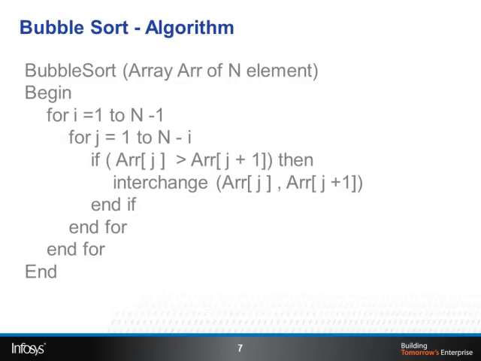In this algorithm, instead of saying if array of j is greater than array of j plus 1, then interchange, we should just modify it as if array of j is less than array of j plus 1, then you interchange array of j and array of j plus 1. But for that, the rest of the steps would remain the same. This completes our study on the bubble sort algorithm.